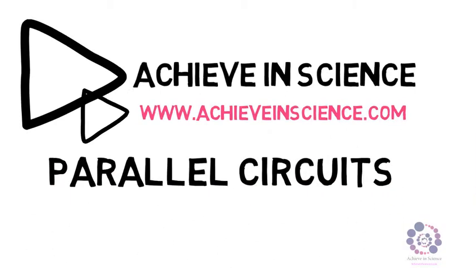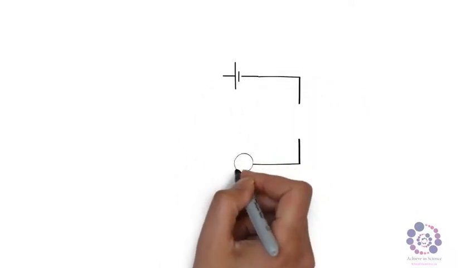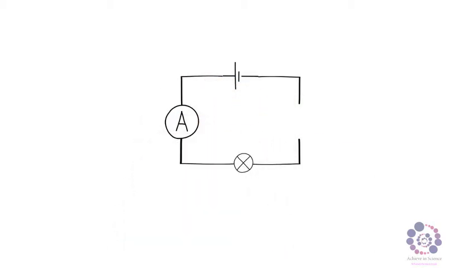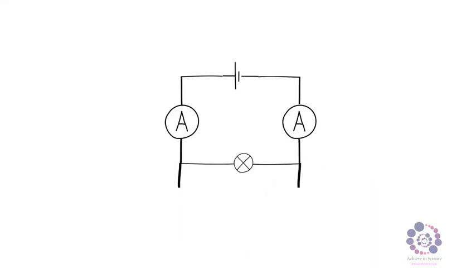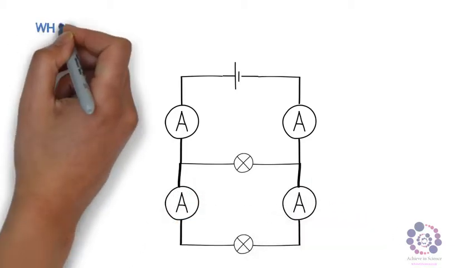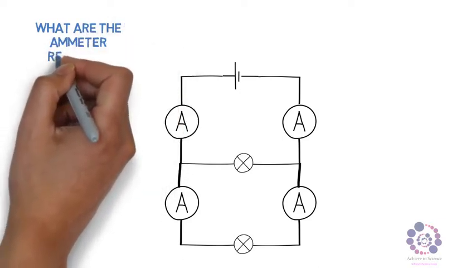For this then, we first of all need to begin by drawing out a circuit diagram. Within this circuit diagram we need a cell, we need some components, so we're going to have a filament bulb. We're going to measure the current, so we need to use ammeters which are placed in series. And as this is a parallel circuit, we need to have a second branch which has a bulb and a further two ammeters.